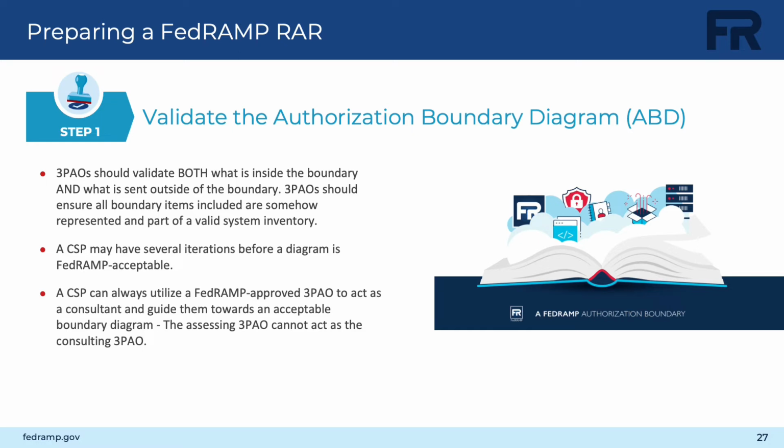Second, many times a CSP may have several iterations before a diagram is FedRAMP acceptable. Third, a CSP can always utilize a FedRAMP-approved 3PAO to act as a consultant and guide them towards an acceptable boundary diagram. And finally, the assessing 3PAO cannot act as the consulting 3PAO because this violates the impartiality and independence upon which FedRAMP relies. Finally, we want to note that boundary inaccuracies within the RAR may give FedRAMP grounds for removing a vendor from assessment and authorization activities.